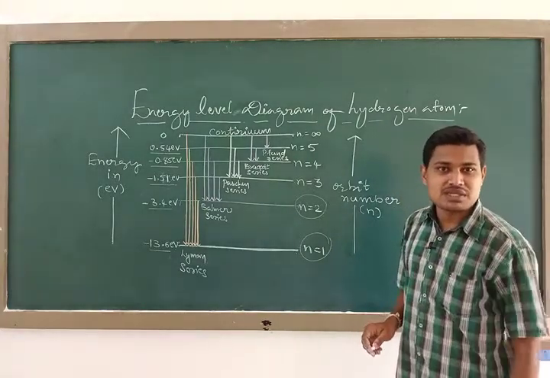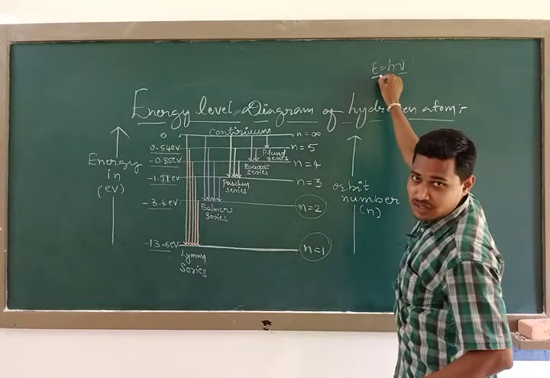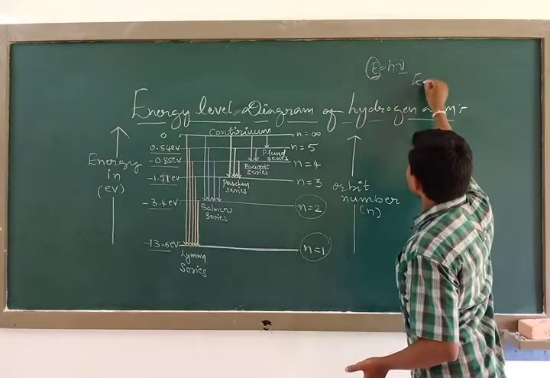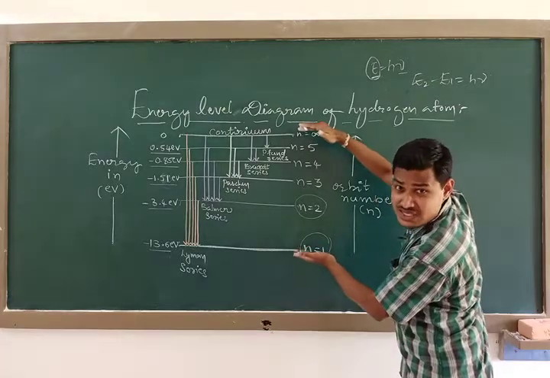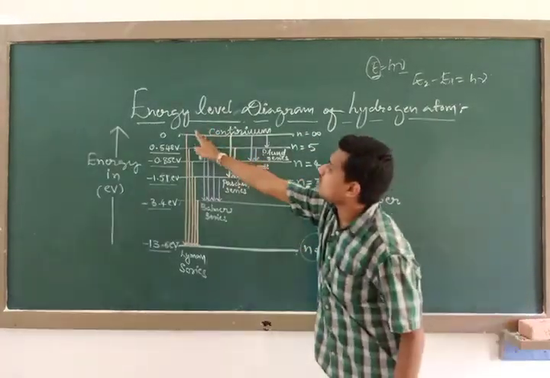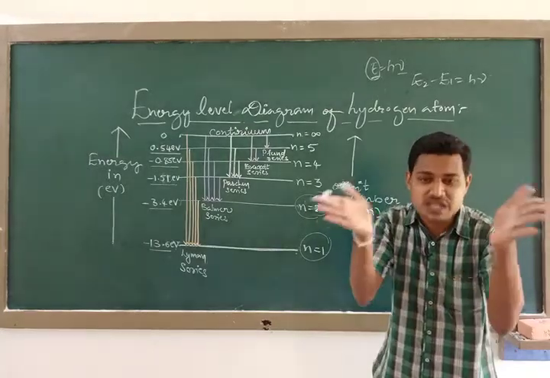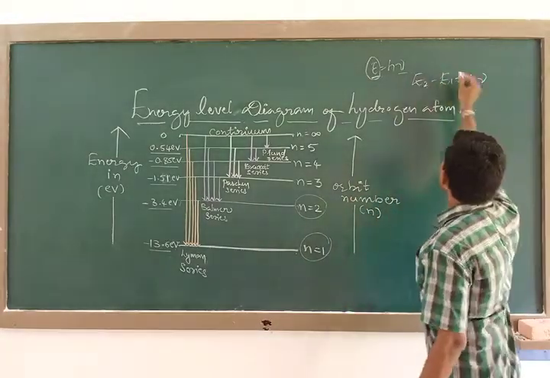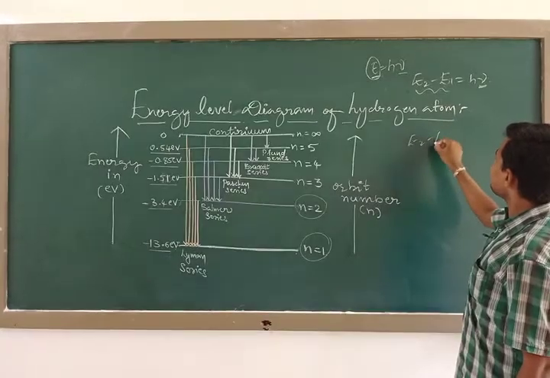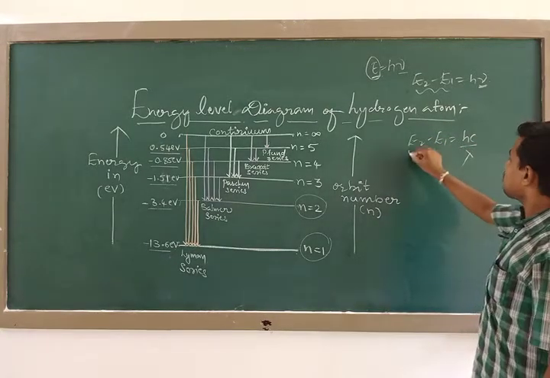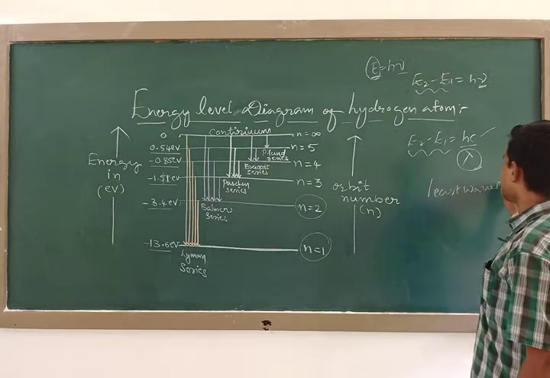For the shortest wavelength, the frequency will be higher. We know that frequency is related to energy, so the greater the frequency, the greater the energy. So the energy difference E2 minus E1 is nothing but h nu. For which transition does the energy difference become largest? That is the transition from infinity to first. Infinity to first has the largest energy difference, hence the largest frequency and shortest wavelength, because E2 minus E1 equals h nu. More energy difference means more frequency. E2 minus E1 can be expressed as hc by lambda. So more energy difference, more frequency, and the least wavelength, or shortest wavelength, as we call it.